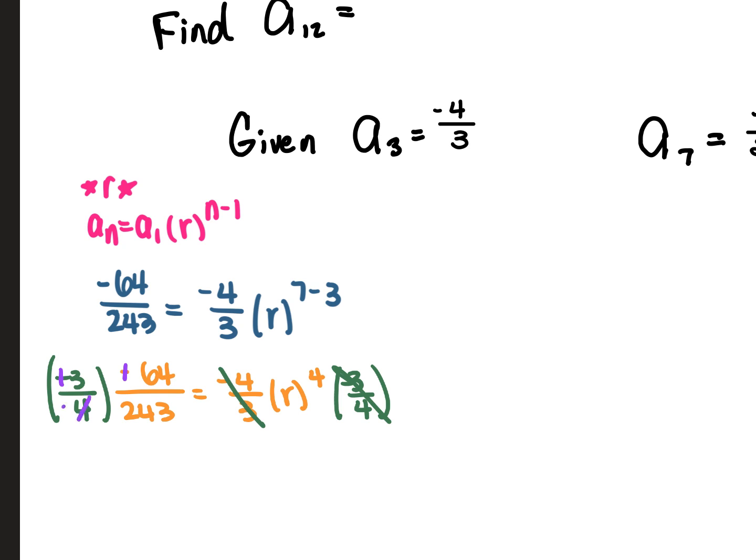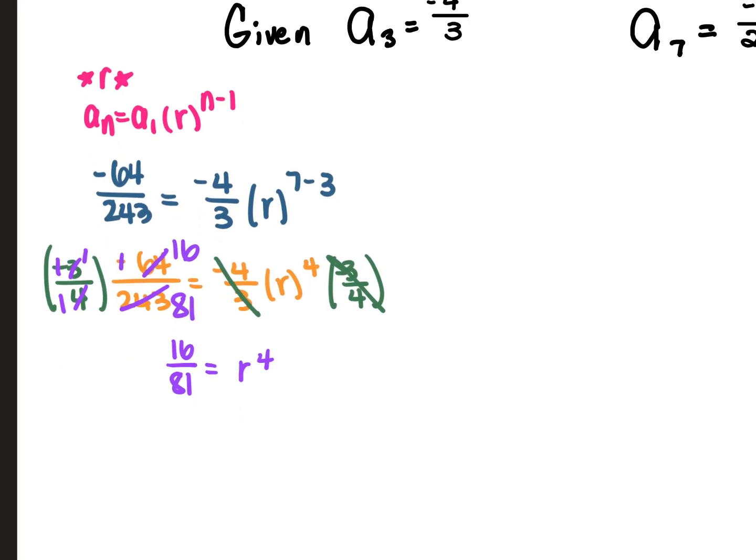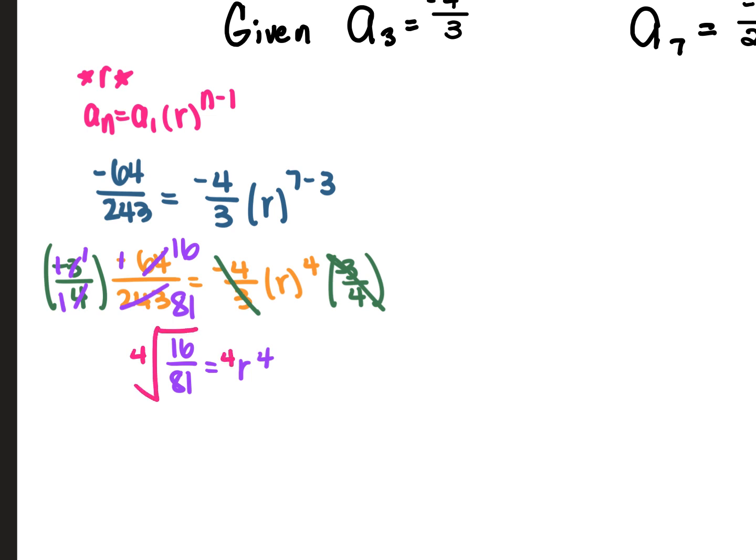Your 4 goes into 64 16 times. And then your 3 goes into 243 81 times. So this is just going to give you 16 over 81 is equal to r to the 4th power. We're looking for r, not r to the 4th power. So we're going to have to take the 4th root of both sides in this case. So r is equal to the 4th root of 16, which is 2, and the 4th root of 81, which is 3. So your r is 2/3.